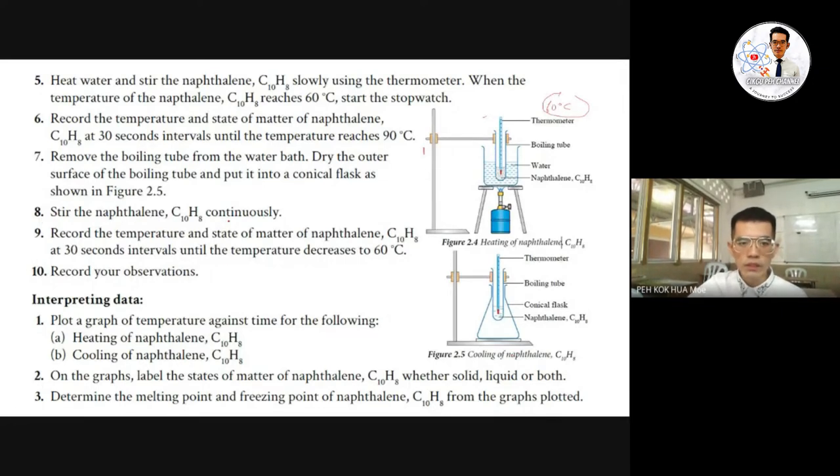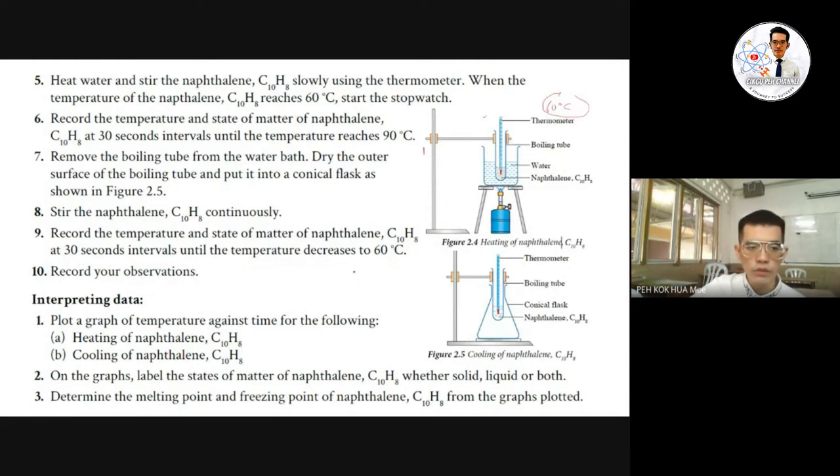Again, stir the naphthalene continuously, and record the temperature and state of matter of the naphthalene at 30 second intervals until the temperature decreases to 60 degrees Celsius. Record your observations. Initially we heat the naphthalene and observe its state every 30 seconds while recording the temperature. Then for the cooling, you cool down the naphthalene in the conical flask as shown in figure 2.5, and every 30 seconds measure the temperature and observe the state, until it drops to 60 degrees Celsius. So the recorded temperature will be from 60 to 90.